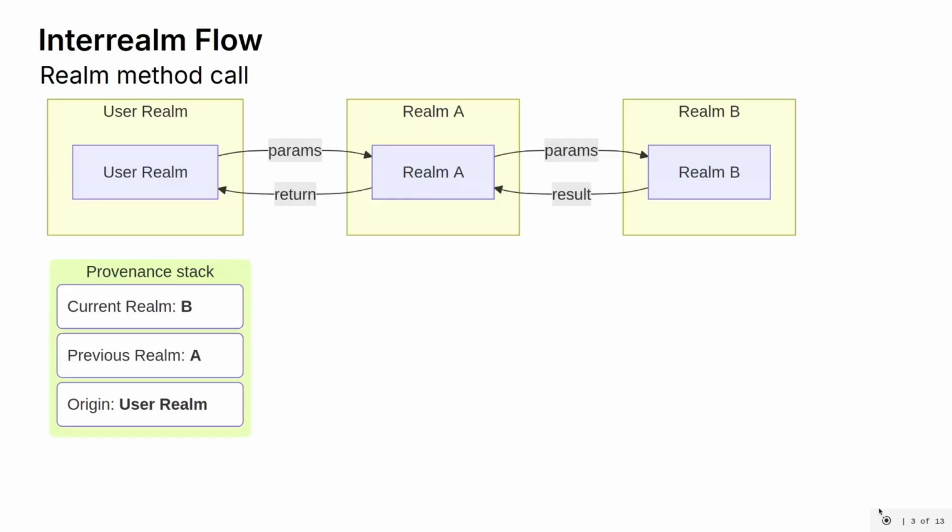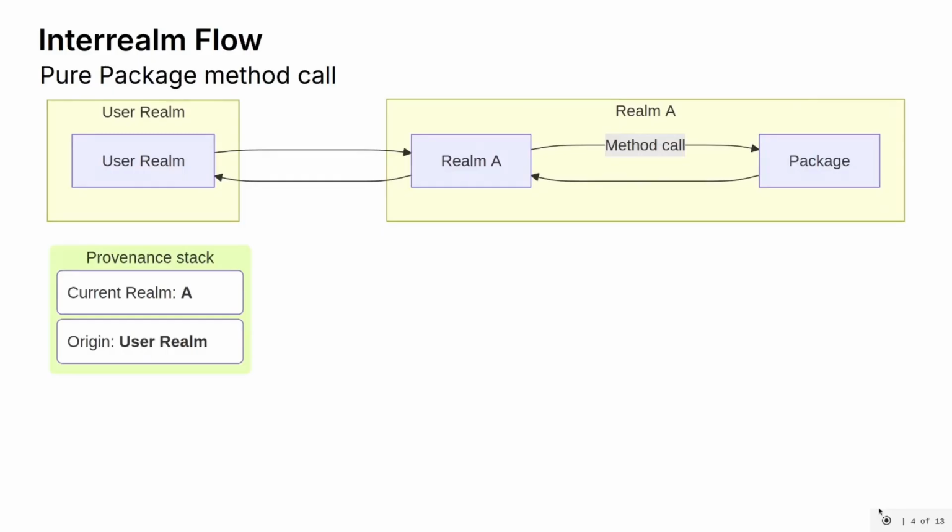This creates a provenance tag, which can be accessed through some functions in Gno, which are current realm, previous realm, and origin caller. Pure packages, since they have no state, are executed in the caller's context. So if you call current realm in a package, it will be equal to the realm A address.